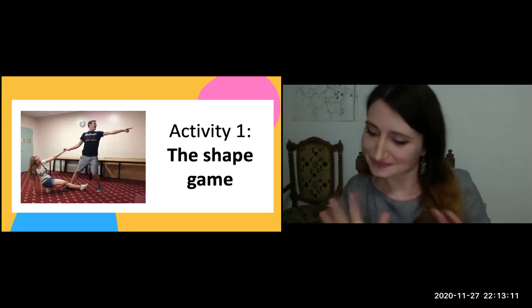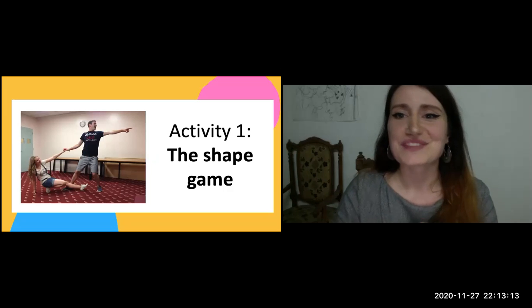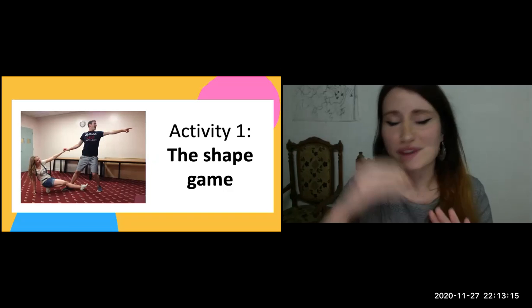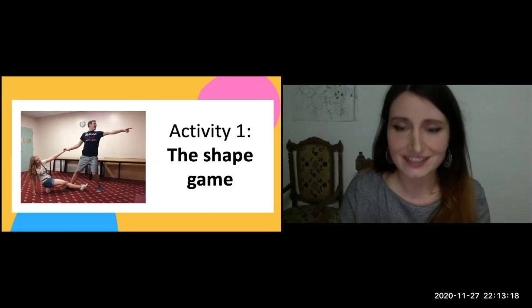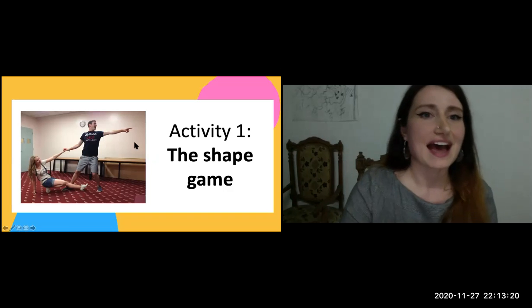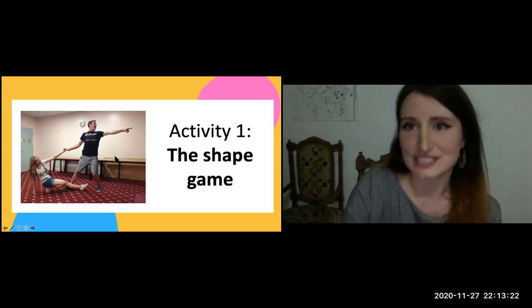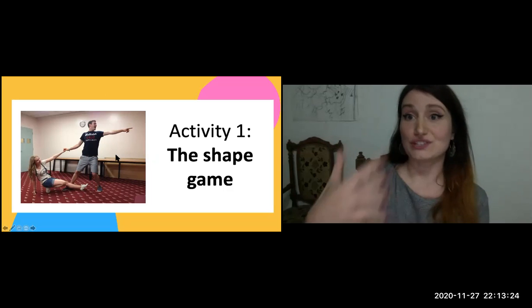Okay, right. I want to show you a few games. The first one is one of my favorite activities ever, and it's the shape game. As you can see here, you put the students into groups and they create shapes using their bodies.